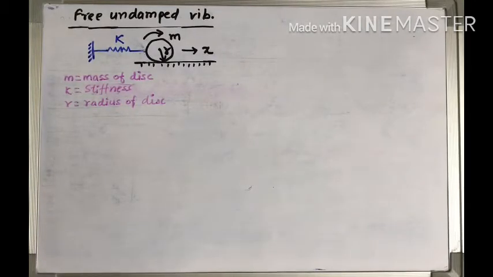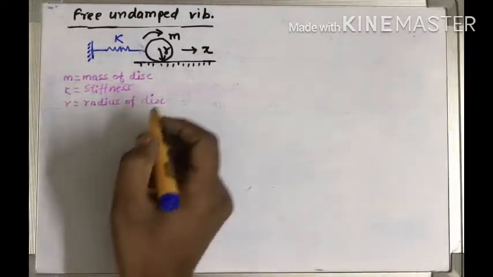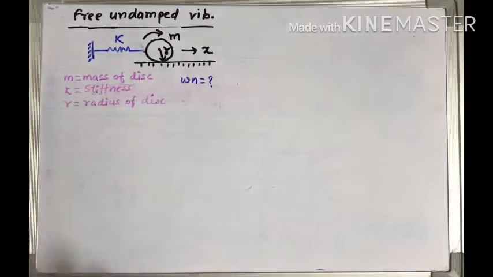Like in this case, when you observe this system, you can see that there are two kinds of motion. One is the linear motion and another is the rotary motion. So let us understand the numerical first. We have to determine the frequency.